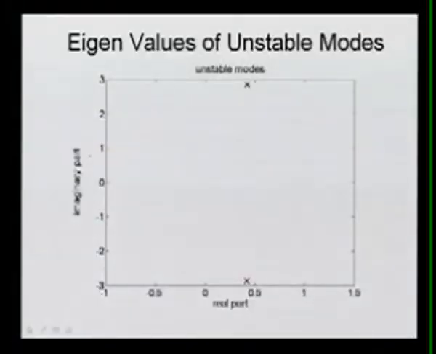If you plot it, this is your 0 axis, this is the right-hand side and this is the left-hand side of the imaginary axis; this is your imaginary part and this is your real part. You can see these 2 are plotted here, and they represent the unstable modes. So, corresponding to this, our system is unstable.